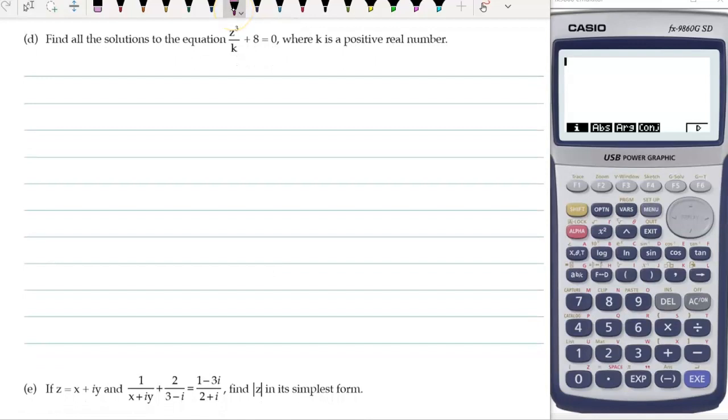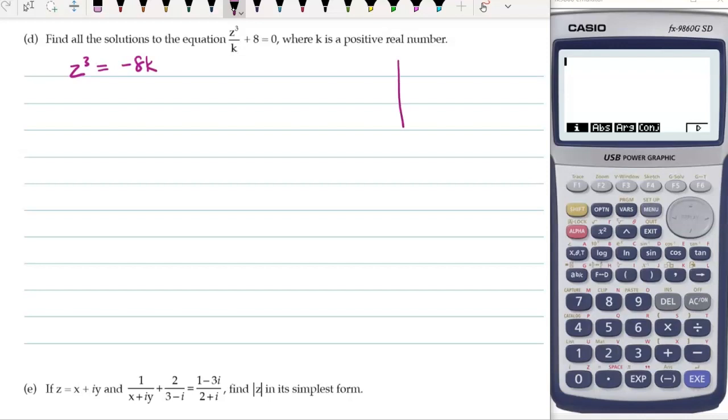Part D, we're going to use de Moivre's to find roots, but before we can do that, we need it to be in the form z cubed equals something. So if we take the minus 8 over to the other side of the equation and bring up the k that will be multiplied there, so z cubed equals minus 8k.